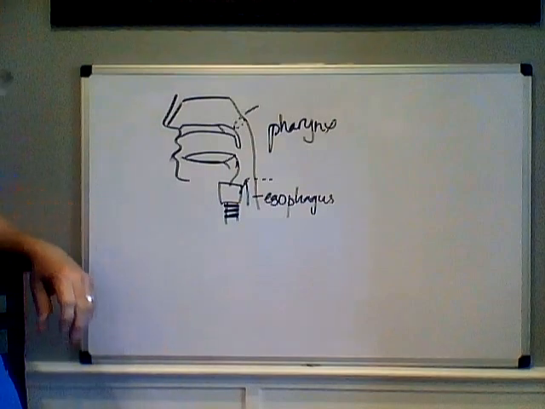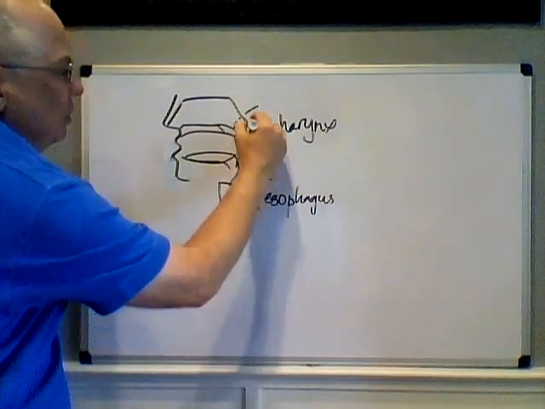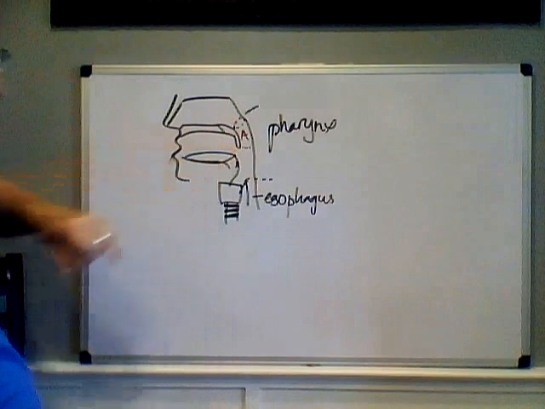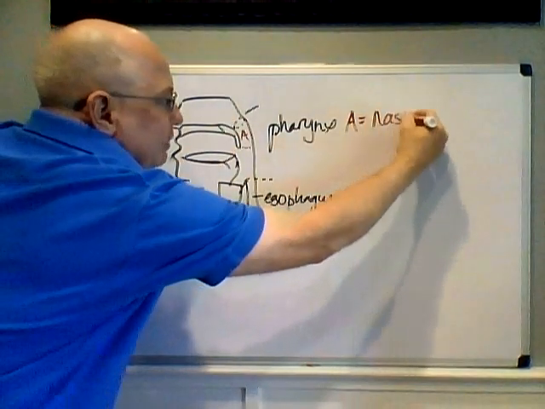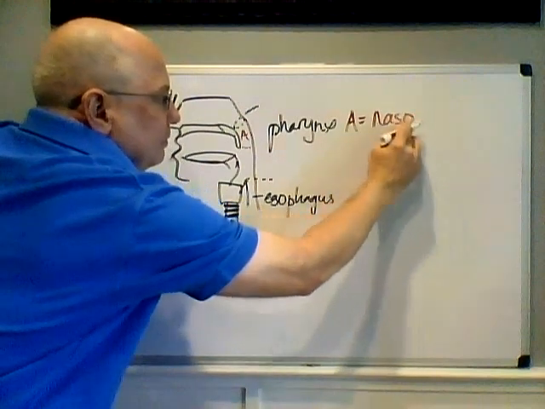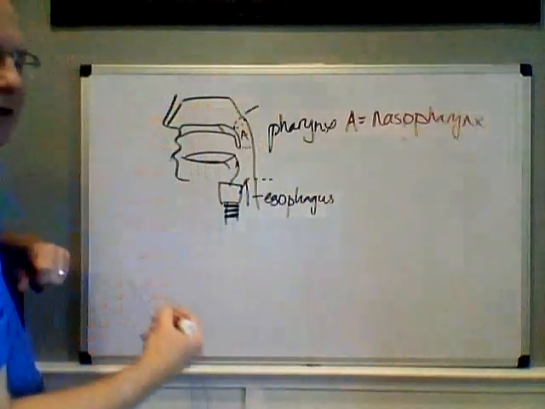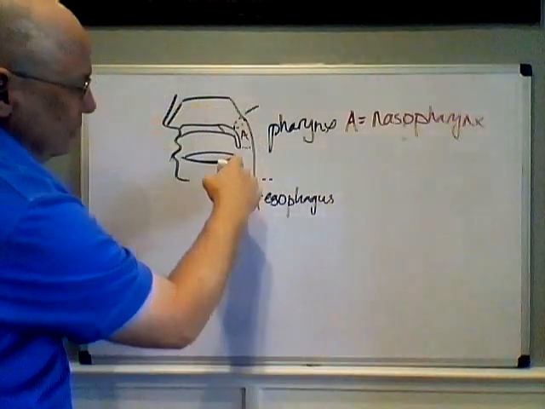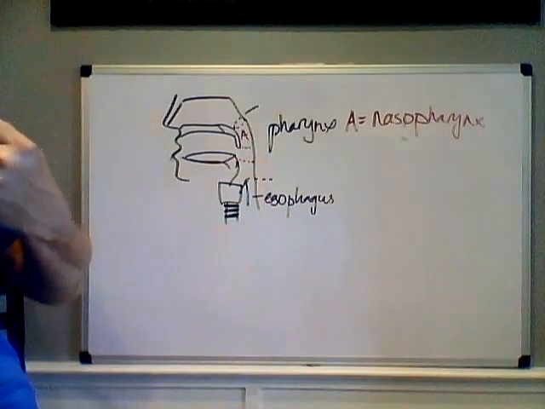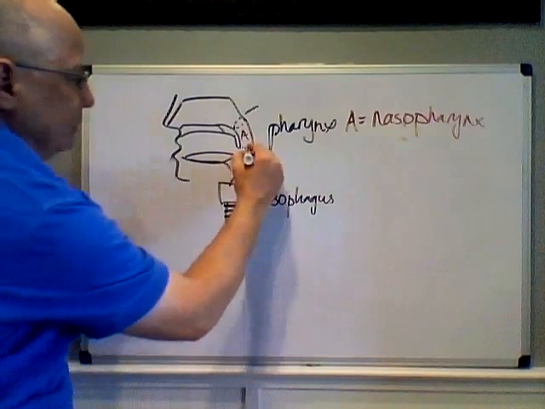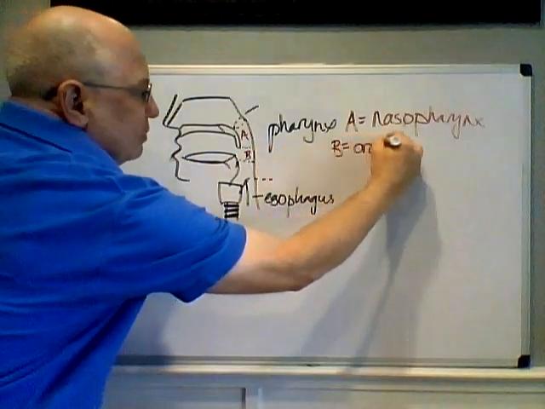Now, I'm going to change colors here so that you can see it. But this area right here, I'm going to label it A, would go from the internal nares to about where the uvula is. And the area that's A would be called the nasopharynx. But the nasopharynx is called that because it connects to the nasal cavity. If I go to the tip of the uvula to about the bottom of where the fauces is, which is the opening between the oral cavity and the pharynx, this area here, B, would be called the oropharynx.